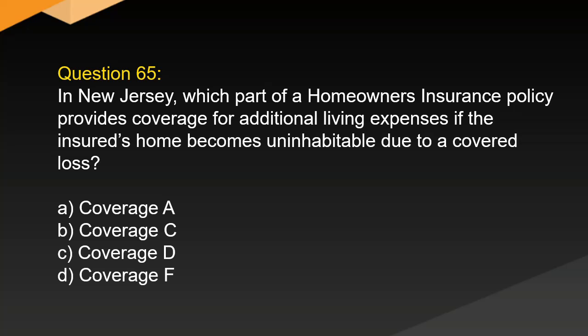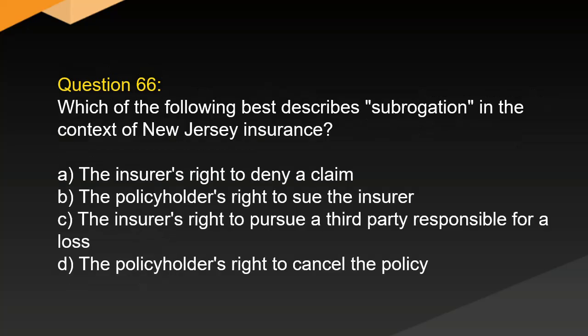Question 65. In New Jersey, which part of a homeowner's insurance policy provides coverage for additional living expenses if the insured's home becomes uninhabitable due to a covered loss? A. Coverage A, B. Coverage C, C. Coverage D, D. Coverage F.